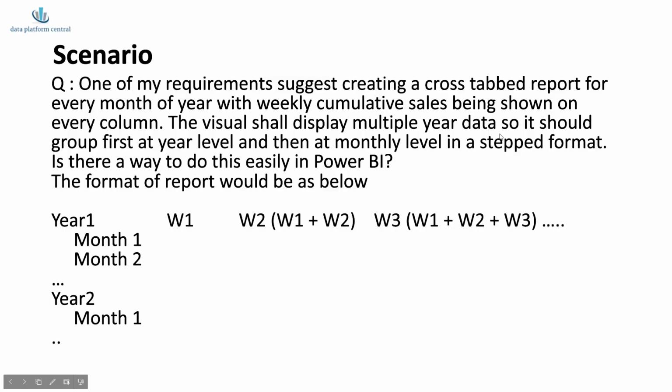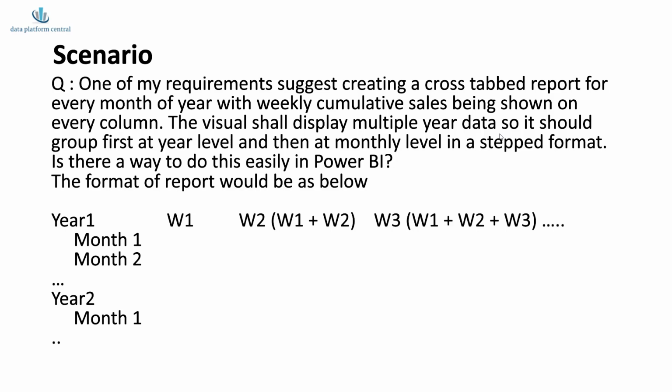So the scenario is that one of my requirements suggests creating a cross-tabbed report for every month of the year with weekly cumulative sales being shown on every column. The visual shall display multiple year data, so it should be grouped first at the year level and then at the monthly level in a stepped format. Is there a way to do this easily in Power BI? The format of the report would be as below, and the format is also given.